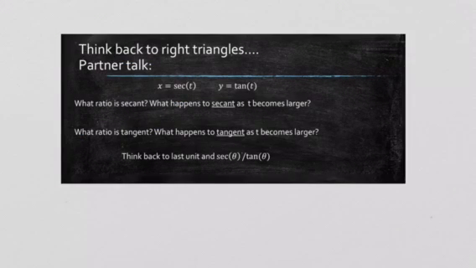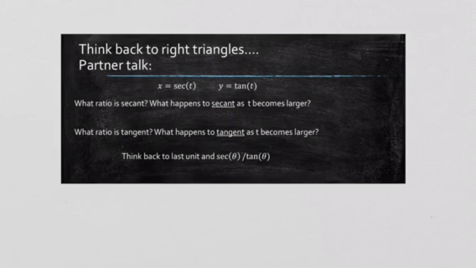Okay, so think back to triangles. It says partner talk because I forgot to change it, but you can just stop and think, what ratio did secant represent and what ratio did tangent represent? Then try to think about what happens to secant as the input becomes larger, and same thing with tangent. Even though in this parametric situation we're letting t represent time, you can still think about secant theta and tangent theta, because no matter whether the input represents an angle or time, the output is still going to have the same behavior. So think about, as the angle changes, how does that affect the ratio with secant and the ratio with tangent?